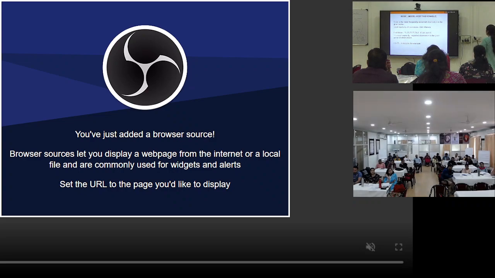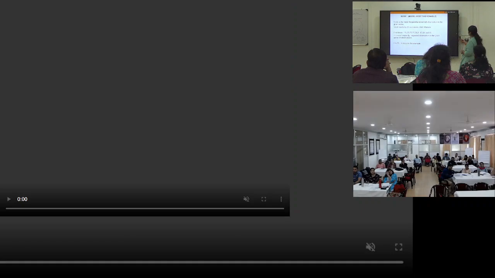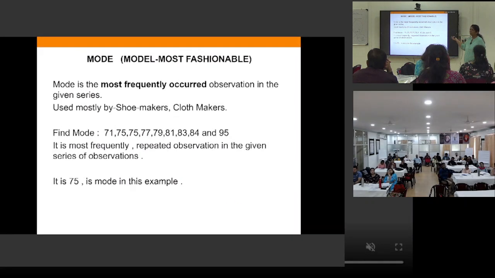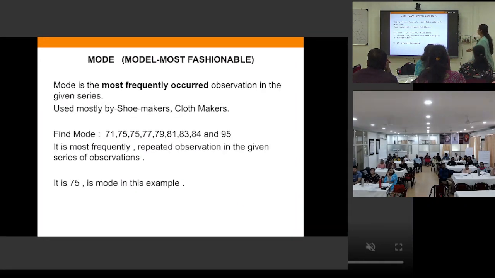Find mode. So what you will do? Check how many times each observation is repeated in the given series of observations. It is very simple. In a small set of data, you found that 75 is the mode in this example.